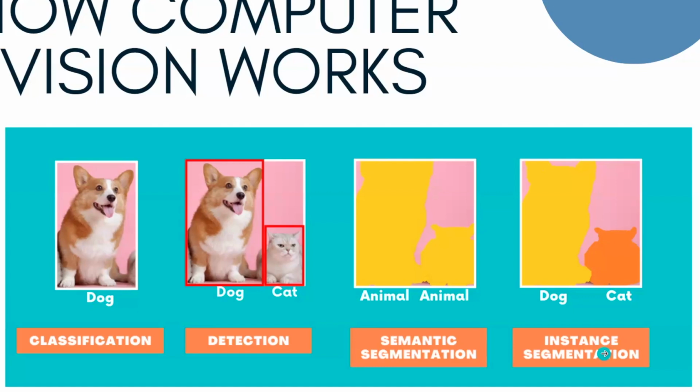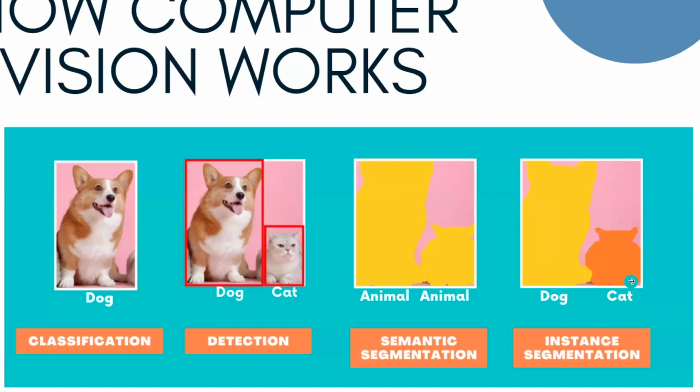Now we have another concept here, which is instance segmentation. This goes a little bit deeper to distinguish between the different instances of the same class. So here we were just saying, this is a big class that is all animals. Instance segmentation goes a level down to say, okay, within this class, we have two instances or two subclasses, which in this case is dog and cat.